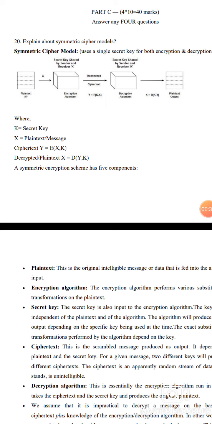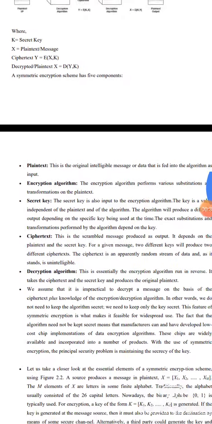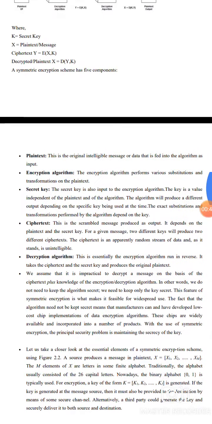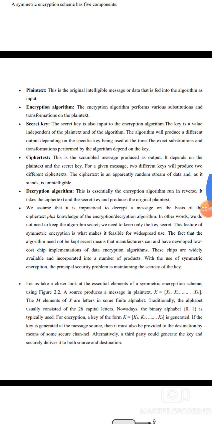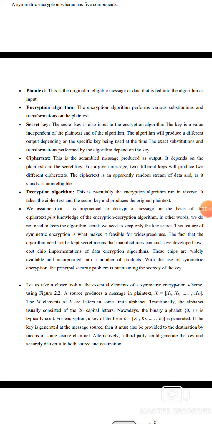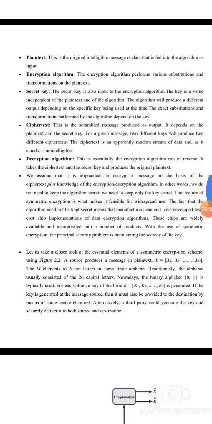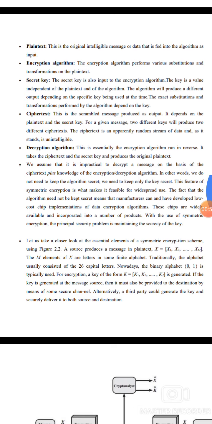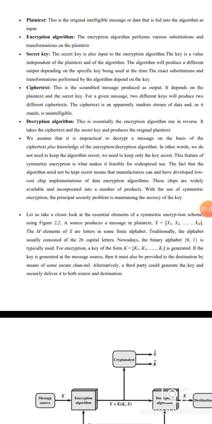The symmetric encryption scheme has five components. The plain text is the original intelligible message or data fed into the algorithm as input. The encryption algorithm performs various substitutions and transformations on the plain text. The secret key is also an input to the encryption algorithm. The key is a value independent of the plain text and of the algorithm. It produces a different specific algorithm output depending on the key.